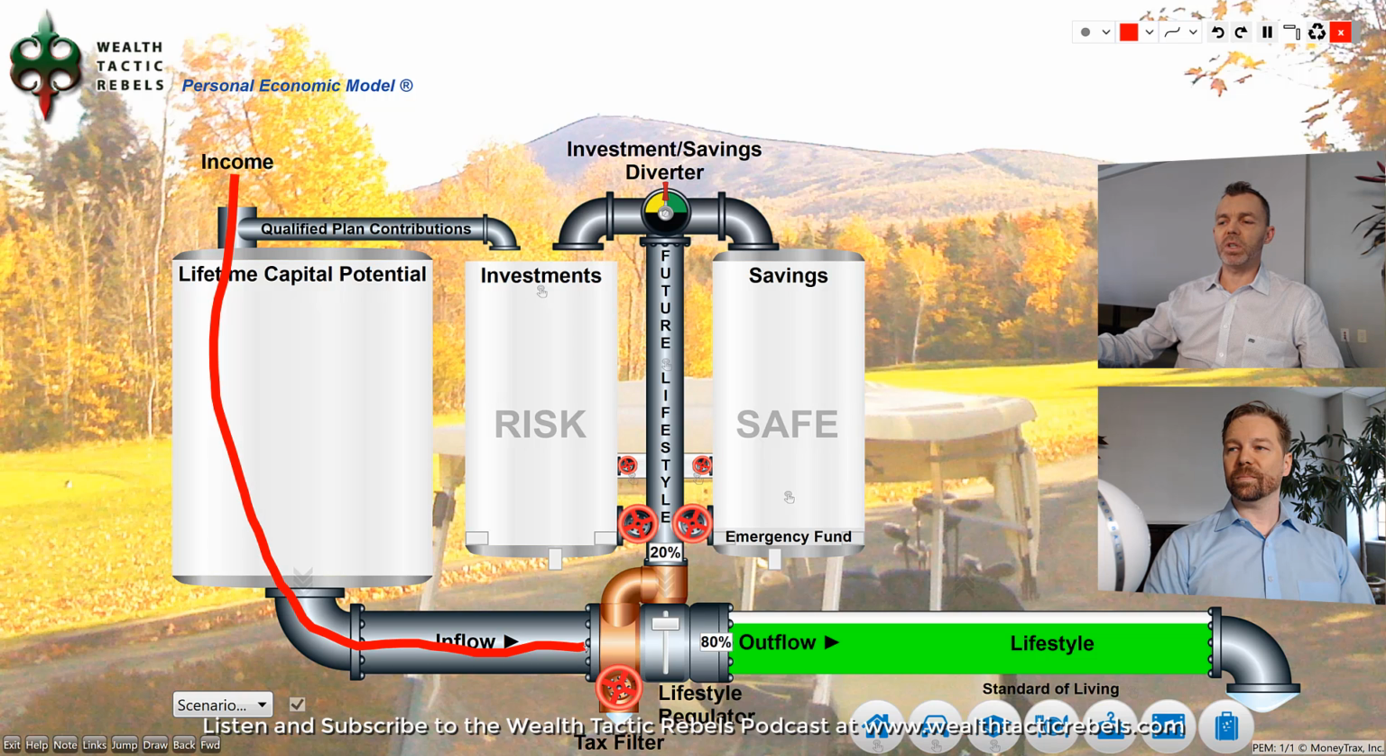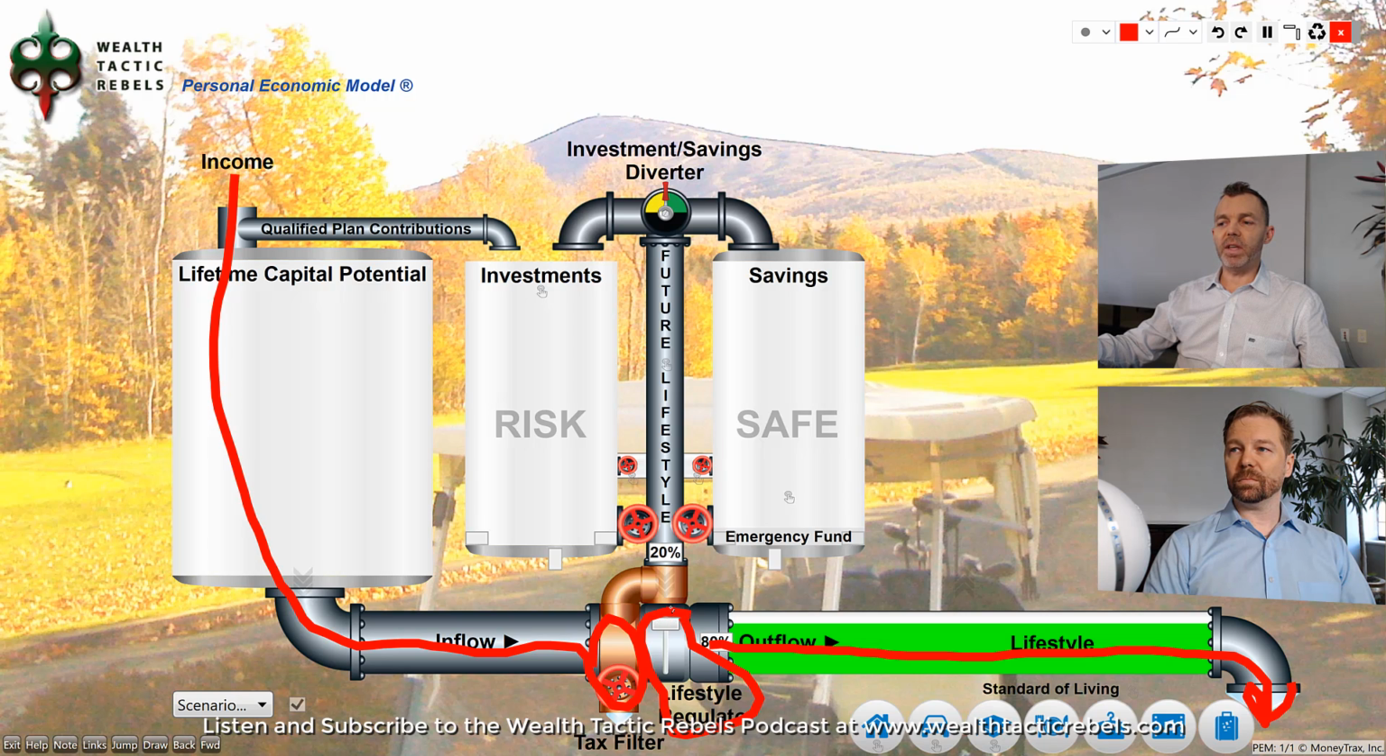And then, of course, the first thing that you have to do is pay taxes. So we have down here the tax filter. The next thing you get to do is decide what we call the lifestyle regulator: how much you're going to spend and how much you're going to save. In this scenario, we're spending 80% of what we're earning. What we spend, of course, does not come back to us. Once it's spent, it doesn't come back, right? Some money, however, hopefully gets saved.